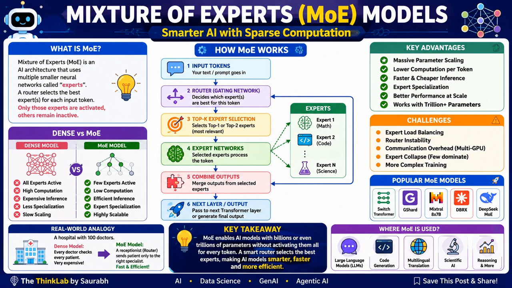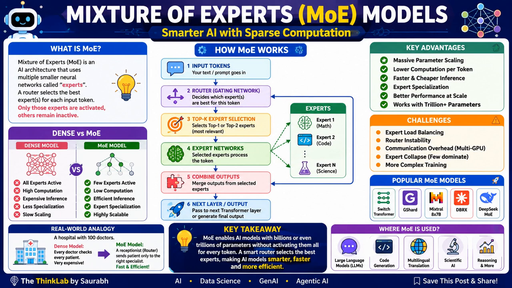Now component two is the router, also called the gating network. The router is a lightweight neural network. Its job is very simple. It receives the hidden representation of the token and then calculates the score of every expert. For example, expert 1 is 0.85, expert 2 is 0.15, expert 3 is 0.93, expert 4 is 0.45. So the router selects the highest scoring experts, right? Usually top-1 routing or top-2 routing like this, okay?